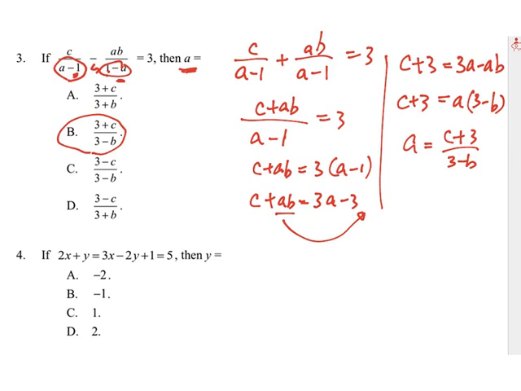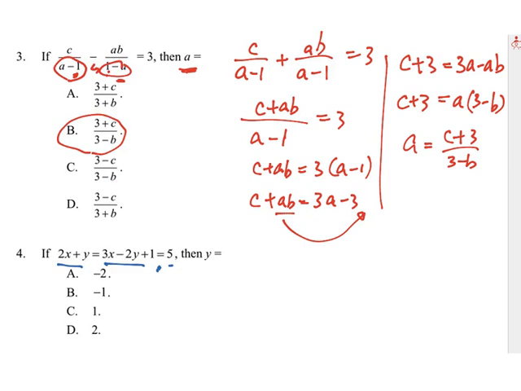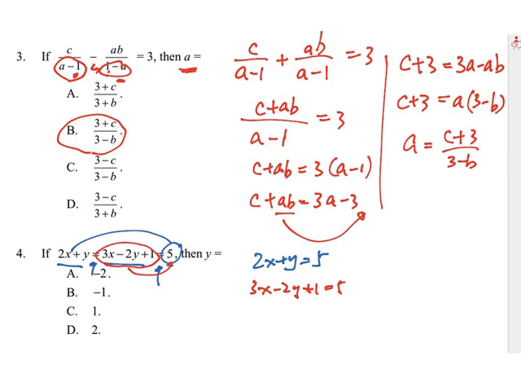Okay, let's see question 4. For question 4, this one actually is a simultaneous equation. So let's look at this. There are 3 terms with 2 equal signs. That means, you see, 5 is so attractive, so 2x plus y will get 5. At the same time, this one also gets 5, so it becomes 3x minus 2y plus 1 equal to 5. For the red equation, we can simplify. It becomes 3x minus 2y equal to 4.